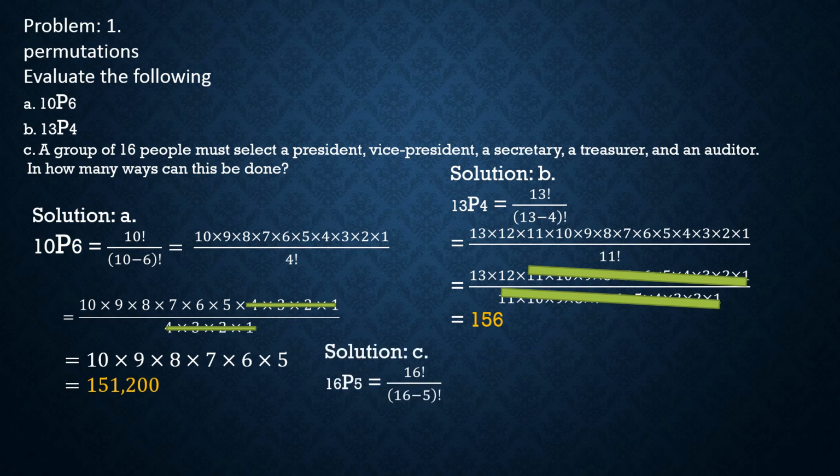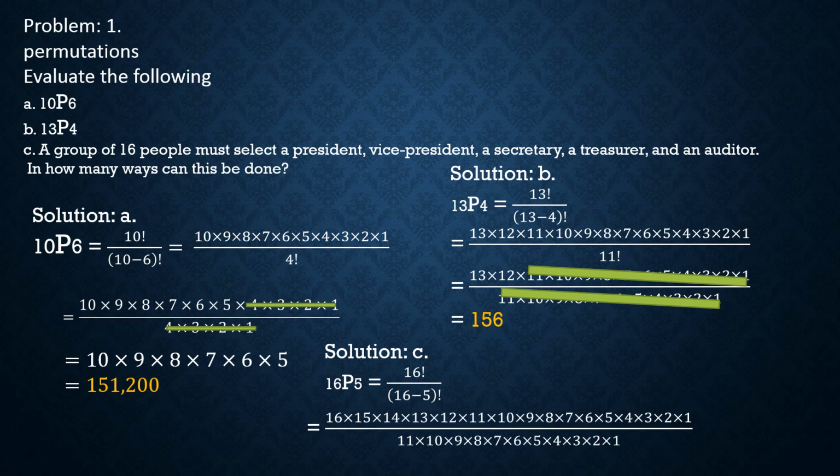We have here the solution for letter C. A group of 16 people must select a president, so that is 1. Second is vice president, 2. Secretary, 3. Treasurer, 4. And an auditor, 5. So we have permutation of 16 taken 5 at a time. So it becomes 16 factorial over the quantity of 16 minus 5 factorial.